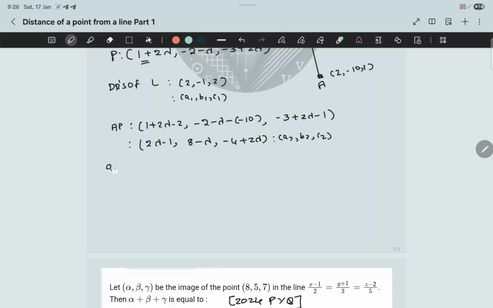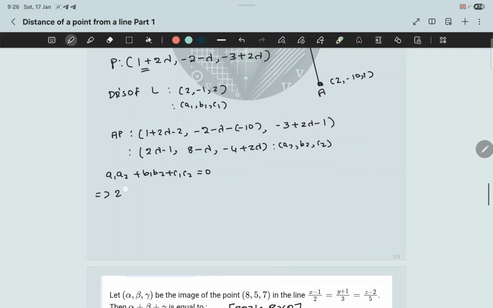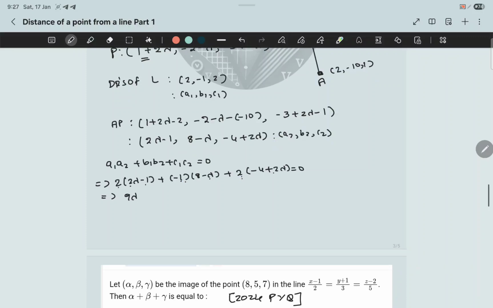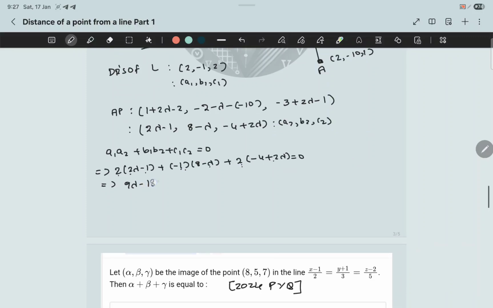Now we have to use that condition, that is a1 a2 plus b1 b2 plus c1 c2 equals to 0. So from that we get, 2 into 2 lambda minus 1 plus minus 1 into 8 minus lambda plus 2 into minus 4 plus 2 lambda equals to 0. So from this we get 2 into 2 lambda is 4 lambda, plus lambda is 5 lambda, plus 4 lambda is 9 lambda. So 2 into minus 1 is minus 2, minus 8 is minus 10, minus 10 minus 8 is minus 18. So from this we get lambda is equal to 2.